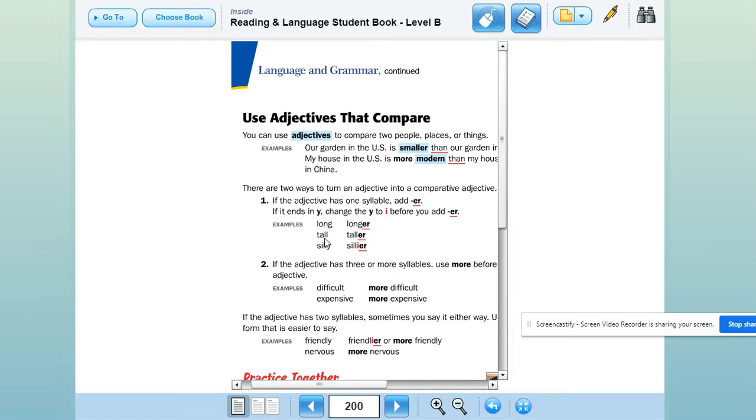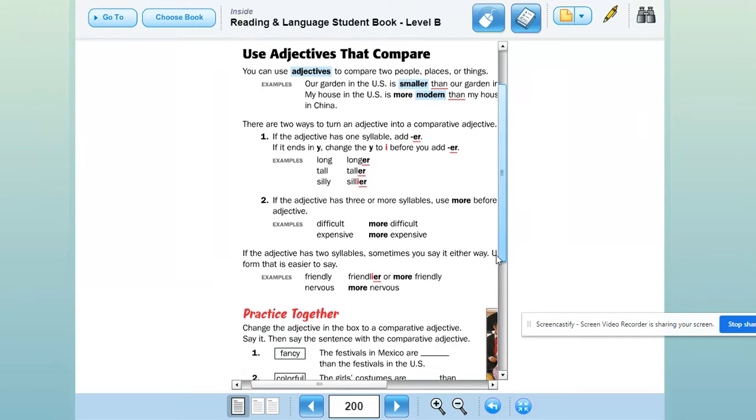Tall is one syllable. Tall. So I could add an -er, taller, if I'm comparing two things. Silly ends with a Y, so I have to add -ier, sillier. So with one syllable words, I can add -er at the end to use it as a comparison adjective.